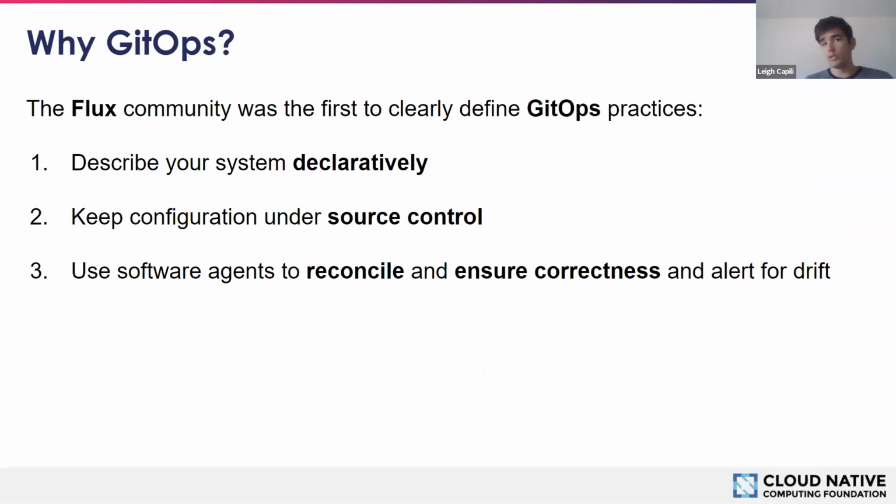Why GitOps, right? So the Flux community wants to define GitOps practices really clearly for folks. We want to describe systems declaratively, and keep the configuration of those descriptions in source control, because that's where we like to collaborate on these things. And then we want to use software agents wherever they're running, whether inside a cluster, in some CD workflow, or firing off a bunch of events reliably, to continuously reconcile and ensure the correctness of our declared configurations that we version, so that we can monitor and alert for things like drift and be very confident about the state of the systems that we're operating.